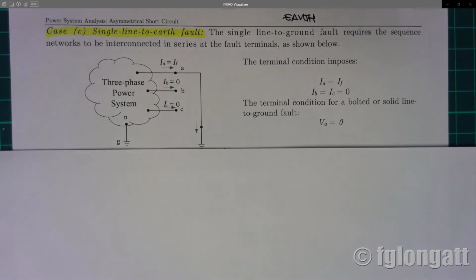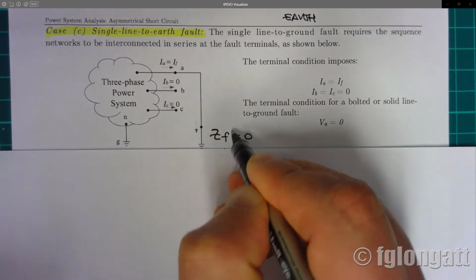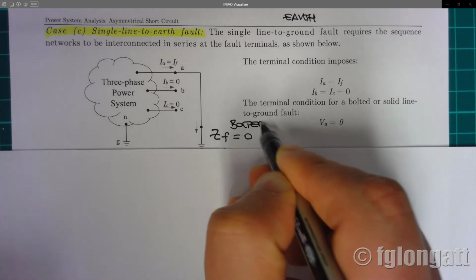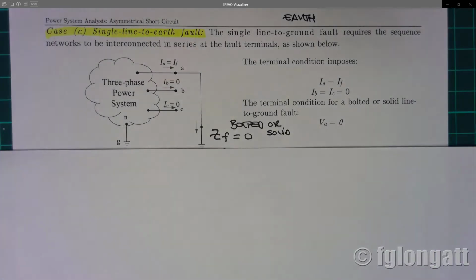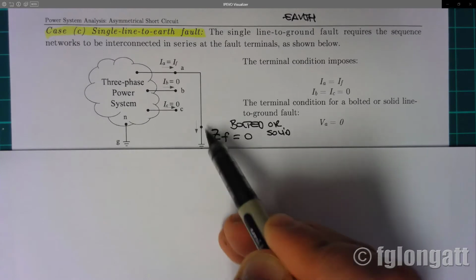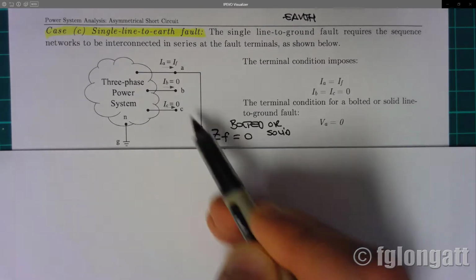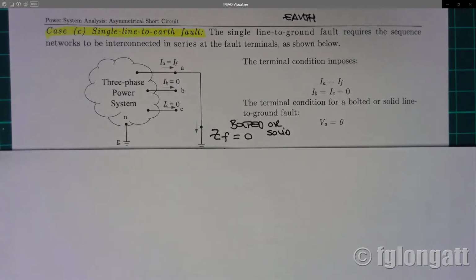In this case, we are assuming that we are taking A and connecting it solidly. That means that the fault impedance is equal to 0. This is a bolted or solid fault, okay? The impedance equals 0. To be honest, this is another very challenging condition for the power system, because when you are connecting A to the ground system, to the reference, you must remember that you are setting this voltage to 0. That is the first terminal condition: we are imposing that the voltage in phase A is equal to 0.